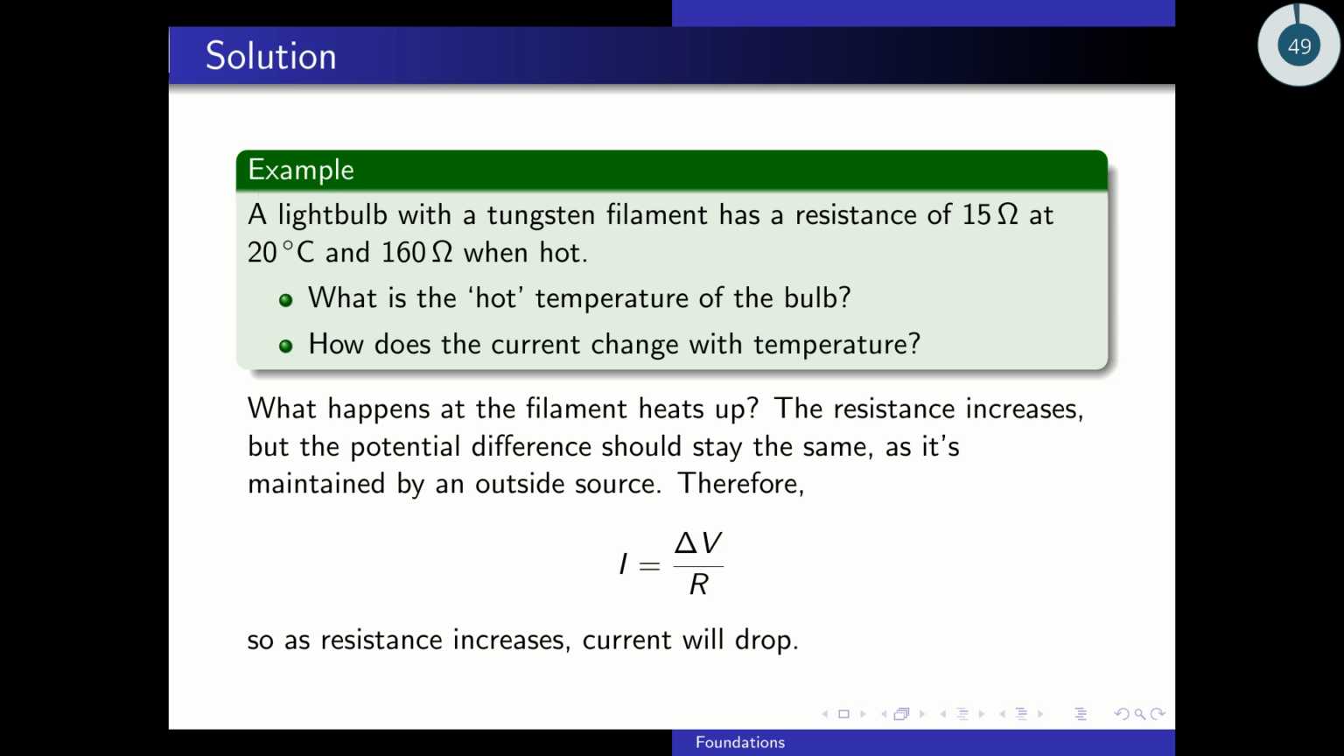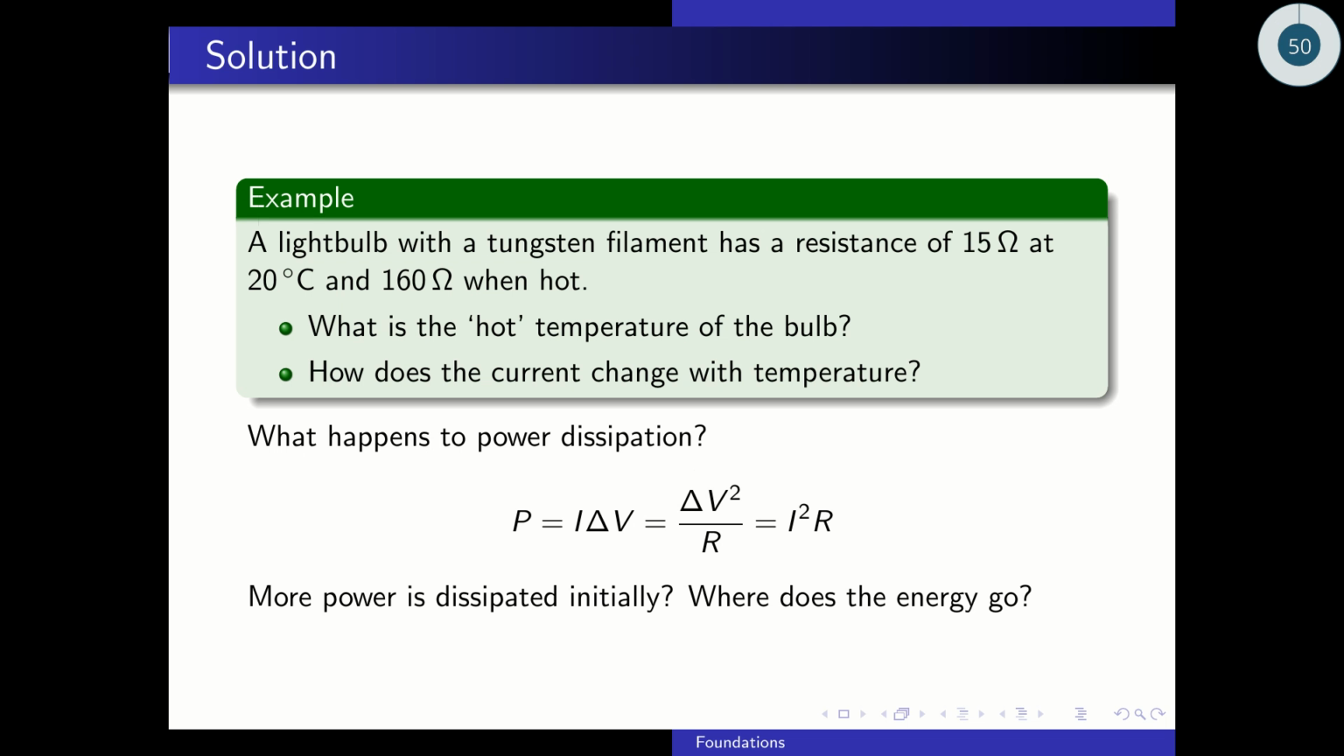Now, what happens as the filament heats up? The resistance increases, but Ohm's law will tell us what happens. The potential difference is going to stay the same. That's being maintained by an outside source. So delta V stays the same, but the resistance increases, so current must drop. It draws more current to start with when you first flip on the bulb, and then that decreases until it has reached its operating temperature, and then it stays steady.